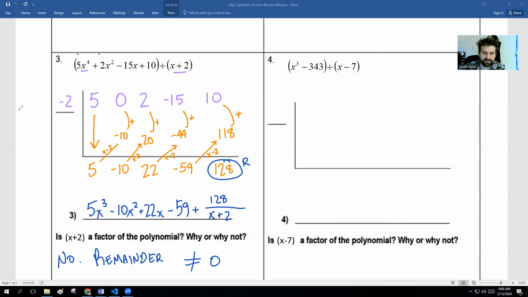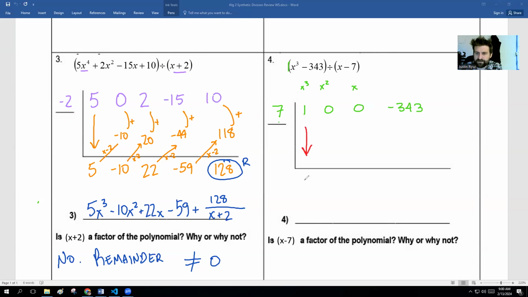All right, last problem. Might look a little easy here, but let's kind of double check that. What number do we put in the box if we got x minus 7? +7. And then we start writing our leading coefficients. We have 1x cubed. And then we can't skip any powers. We have 0x squared, 0x, and then we have a -343. So this is our x cubed, this is our x squared, this is our x's, and that's just our number.